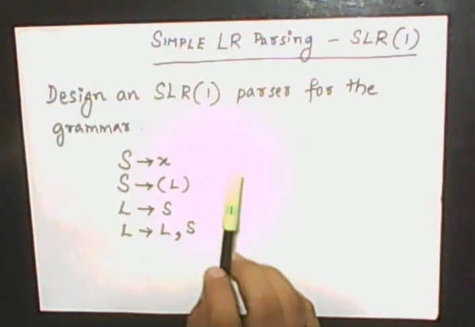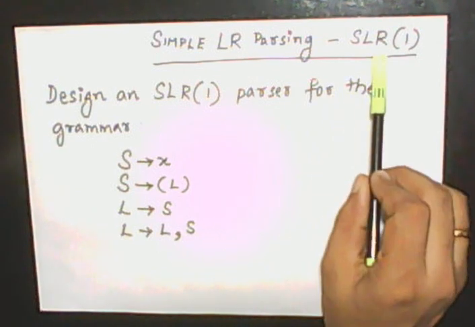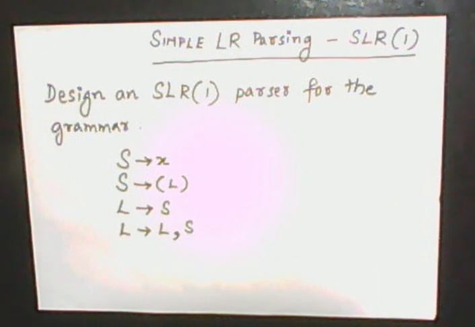So today we are going to see the simple LR parsing technique, which is otherwise called SLR1. We have already seen the LR0 parser, and we have already gone through the canonical collection of LR0 items. And we have constructed a parsing table, and we have already gone through the tracing of an input string using that parsing table.